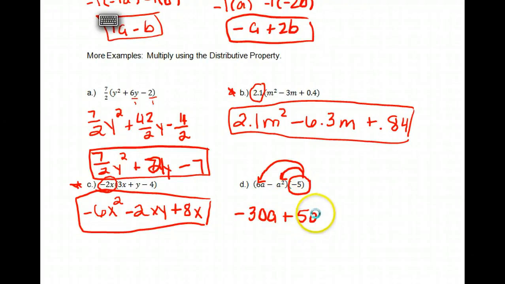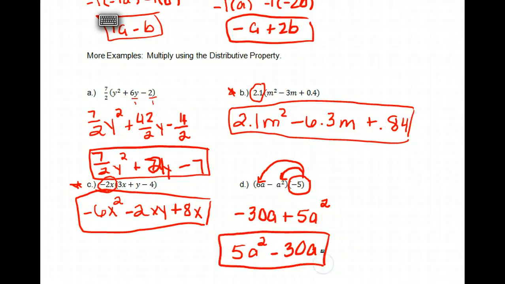positive 5a squared. Now, a good rule of thumb for algebra says that your terms should be in descending order according to their exponents. So that means that your biggest exponent should be written first, your smallest exponent or your constant, meaning your plain old number, should be written last. So I would want to rearrange these terms as 5a squared. Note that I don't need the plus sign when it's going to be my leading term, minus 30a, and that would be my final answer.